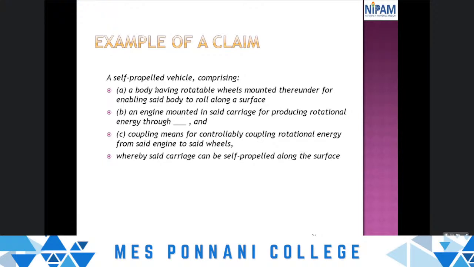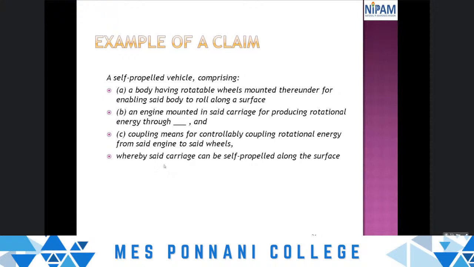So you can see that in this particular vehicle, there are three main parts. A body is there, which is attached with wheels. Then an engine is there, which produces energy using some kind of mechanism. Then you have a coupling means in order to transmit that energy to the wheels. So these three main technical features need to be defined here.